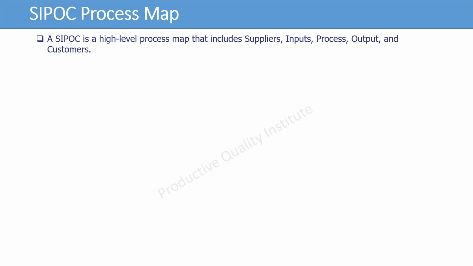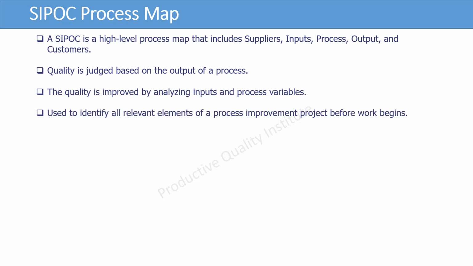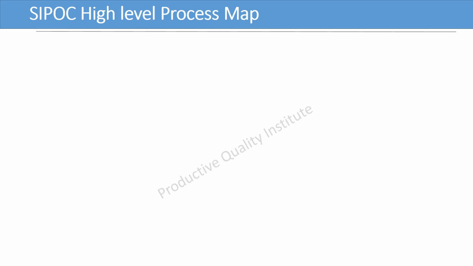A SIPOC is a high-level process map that includes suppliers, inputs, process, output, and customers. Quality is judged based on the output of a process. The quality is improved by analyzing inputs and process variables, used to identify all relevant elements of a process improvement project before work begins.